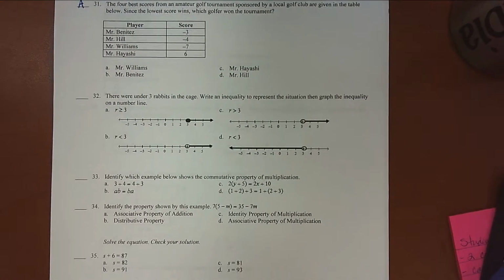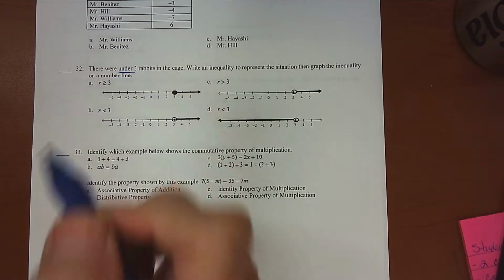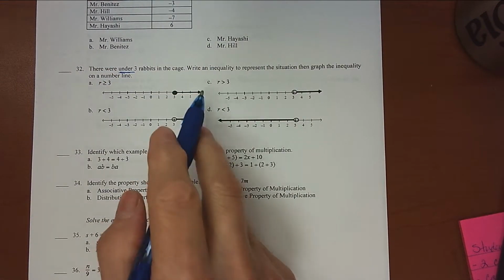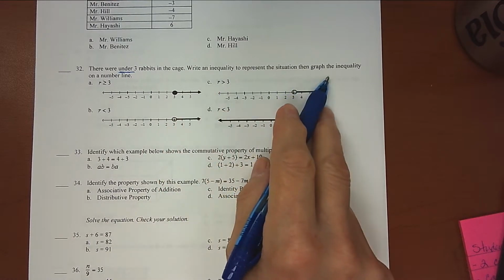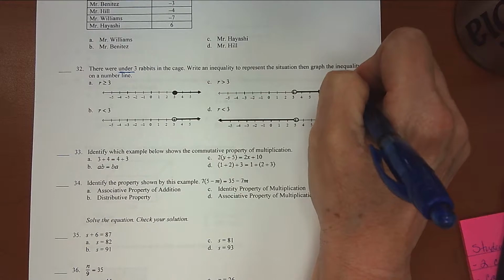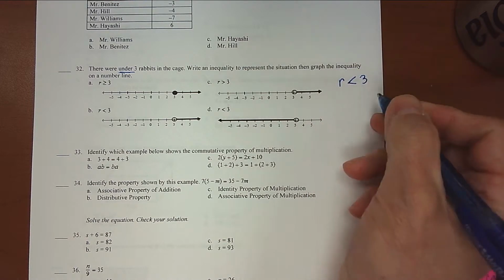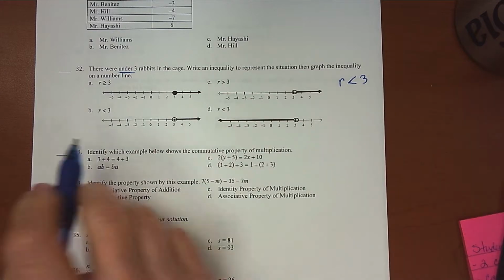There were under 3 rabbits in a cage. So there weren't 3, there were less than 3. Write an inequality to represent the situation, then graph the inequality on the number line. So we're going to use R for our rabbits, and we know that the rabbits have to be less than or under 3, not even equal to 3, but under 3. So we're looking for R less than 3.